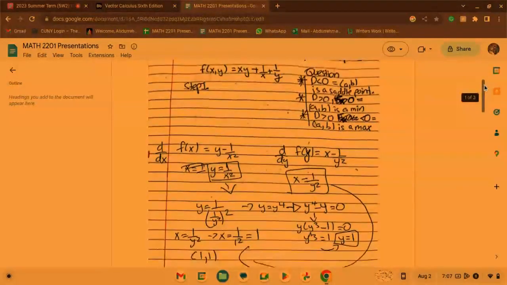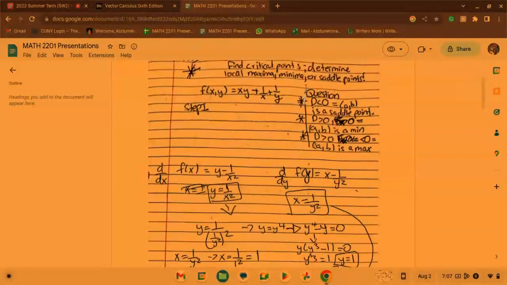So the first step, using this function, we have to find the first partial derivatives. We have to find them separately, in terms of x and then in terms of y, so we can use them to find the values of x and y. First, with respect to x, I got y minus 1 over x squared, and in terms of y, I got x minus 1 over y.